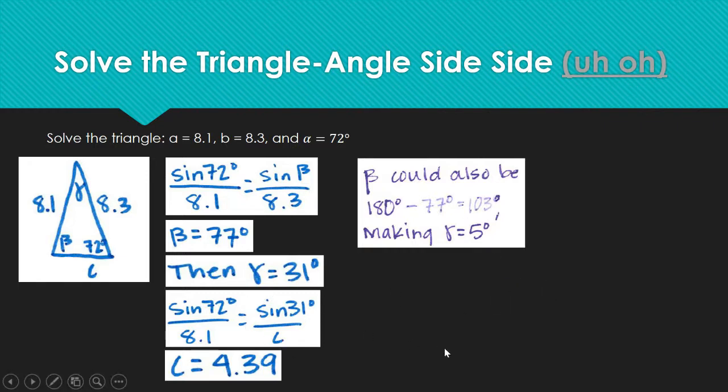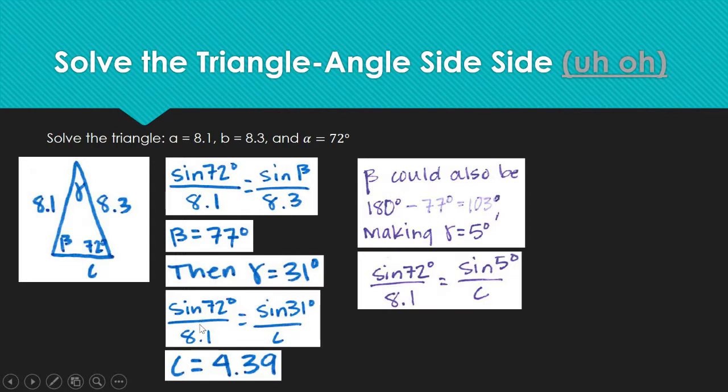So then I do the same thing I did here. Sine of 72 over 8.1 equals sine of 5 degrees over C. Cross multiply, divide, and C would be 0.74. It'd be tiny, but it would exist. So that's my second triangle over here. My second triangle has a beta of 103, a gamma of 5, and a C of 0.74. So two possible triangles there.